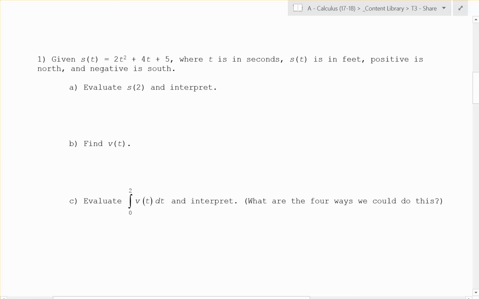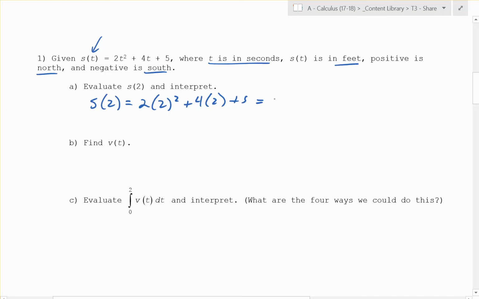So let's say we're given this position function. We know it's position because it's s of t, where t is in seconds and s of t is in feet. Positive is north and negative is south. What does s of 2 mean? Well, you're plugging just 2 into this function. So 2 times 2 squared plus 4 times 2 plus 5. That's going to be 8 plus 8 plus 5, 16, 21.